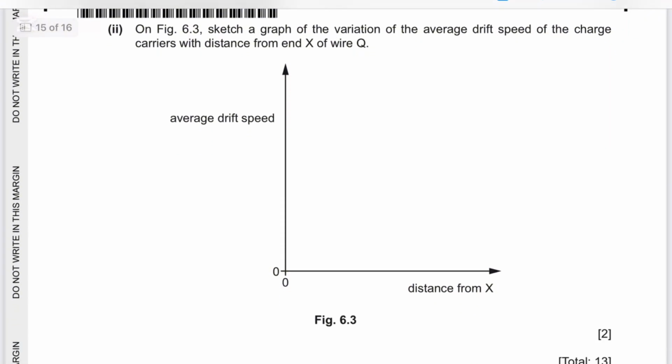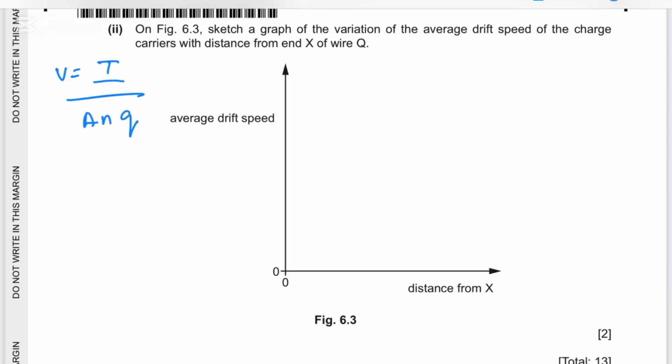Part 2, on figure 6.3, sketch a graph of the variation of average drift speed of charge carriers with distance from end X of wire Q. Let's look at drift speed once again, which is equal to the current divided by cross-sectional area times number density times the charge on a charge carrier.